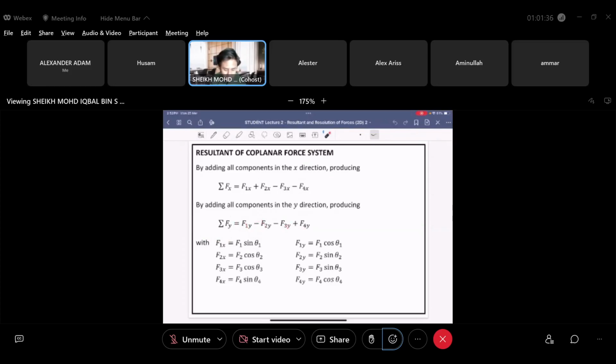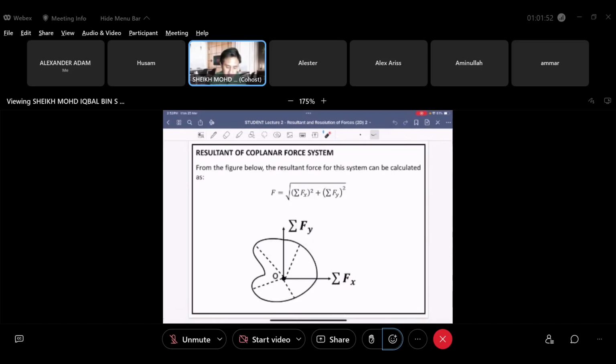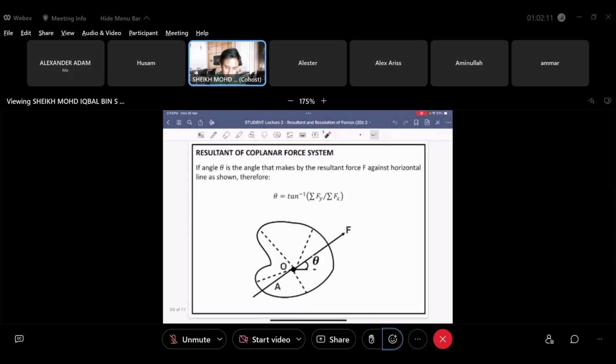So this is just cos and sine. This one depends on the angle. Sometimes for the x direction you use sine, sometimes you use cos. It depends where your angle is. After you have found the resultant force in the x direction and the resultant force in the y direction, you can use Pythagoras theorem to find your resultant force. And once you have found the resultant force, it's easy to calculate the direction, which is theta here: tan theta equals Fy divided by Fx.